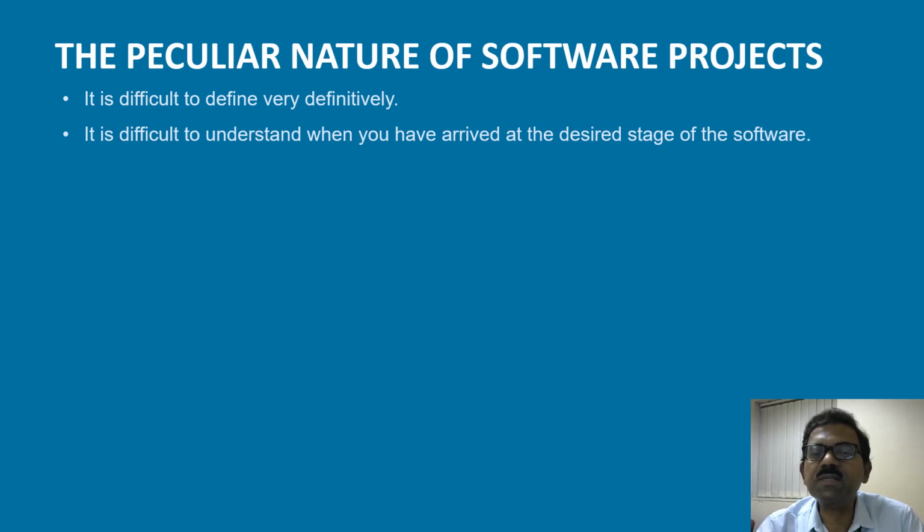Next, it is really difficult to understand when we have arrived at the desired stage of the software. So mostly software projects are parallel run sort of things. We have multiple things developed parallelly, and we find it very difficult to know what stage we are in at a particular point of time. Even though we have different tools and various means of monitoring the project, it's really difficult in certain projects to know what stage we are really in.